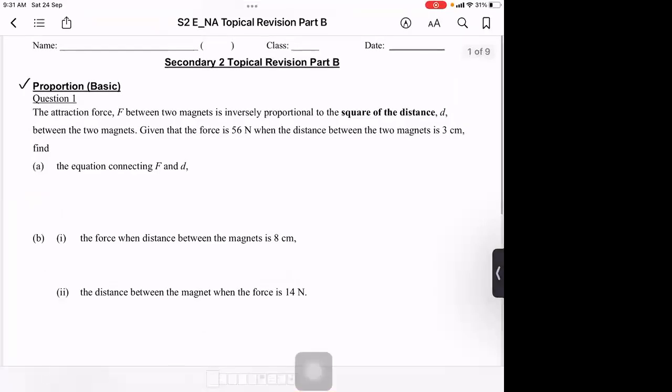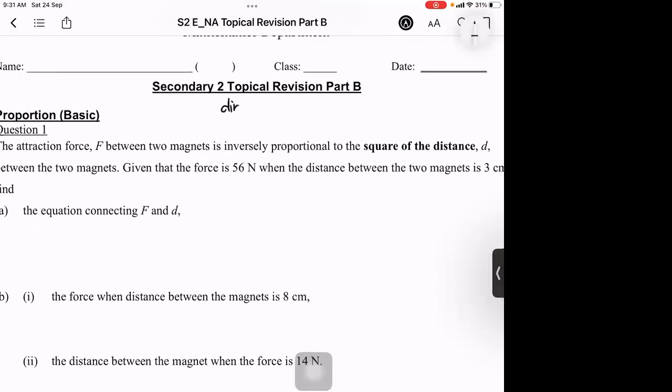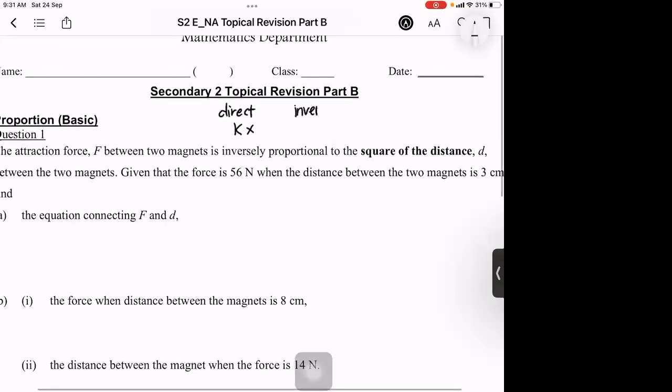This was on proportion. Okay, for the basic type of equation. Now, before we begin our proportion, when I have direct proportion, it's K times something, right? Direct proportion. Y is directly proportional to something, so it's K times something. When I have inverse, there's no such thing as indirect. Inverse proportion is K divided by something.